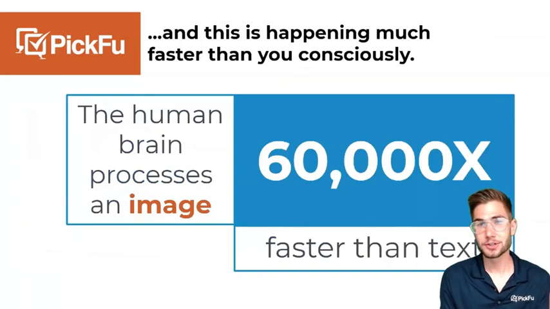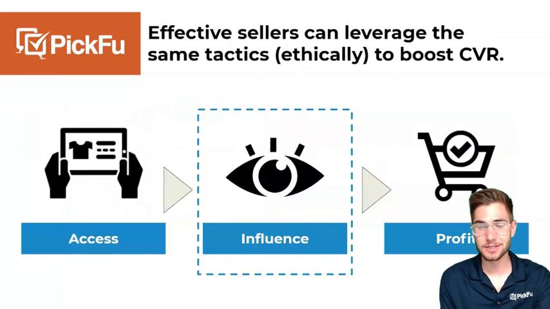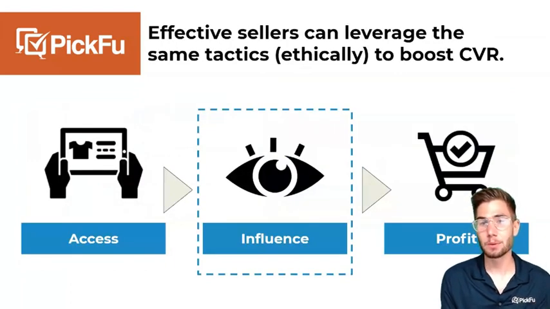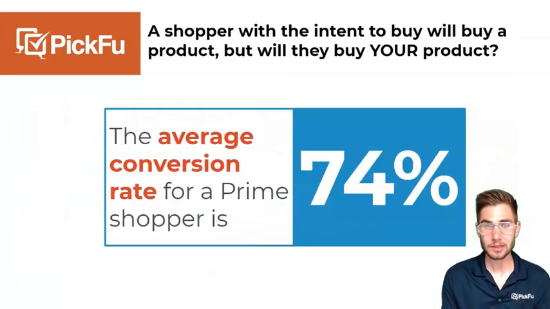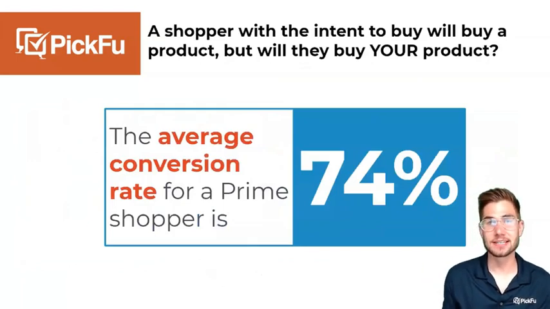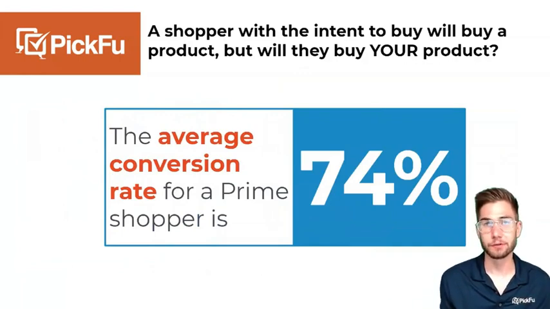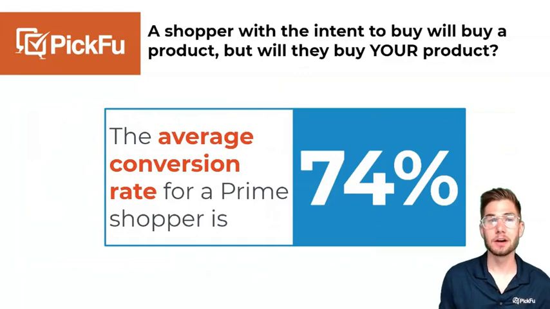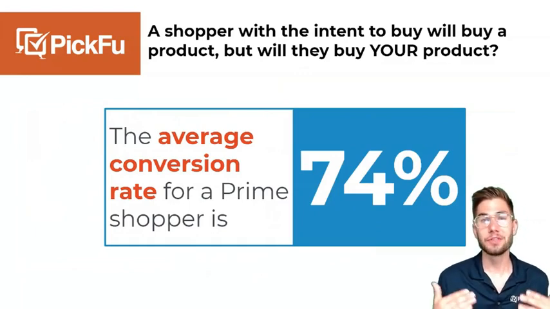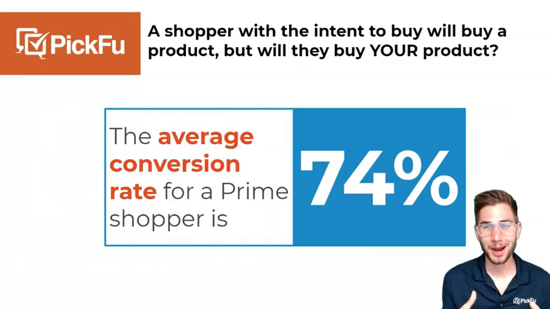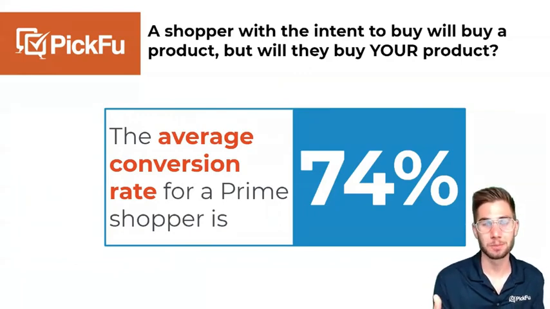So we've understood that the brain is visual. You have access when someone's on your listing. The next thing that we want to talk about is influence. And so the reason I gave this statistic earlier is to set a baseline, right? The average conversion rate for a prime shopper is 74%. And you'll see the text above is saying that a shopper with the intent to buy the product will buy a product. It's just a question of whether or not they buy your product.